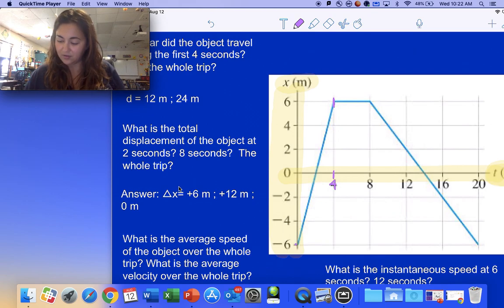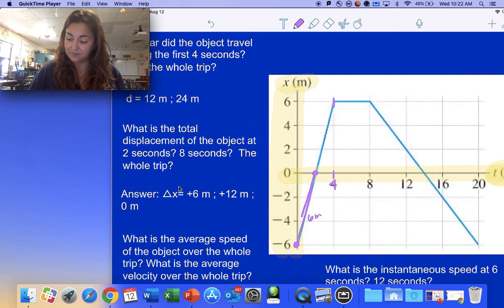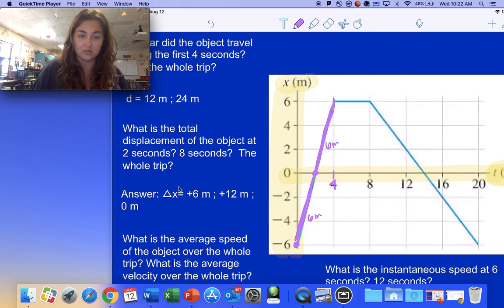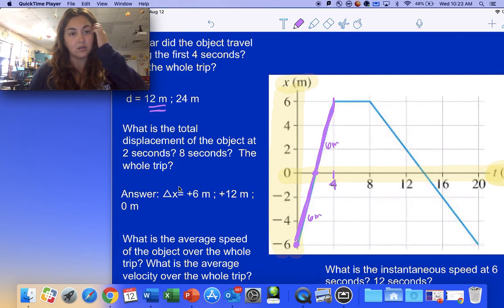Well, they started off at -6. So if you want, break it into chunks. They moved from -6 to 0, which means they moved 6 meters to get from here to here. And then they moved from that 0 location to get to the 6th location. So that is another 6 meters. So 6 plus 6 would give me 12. So that's the answer for the first 4 seconds.